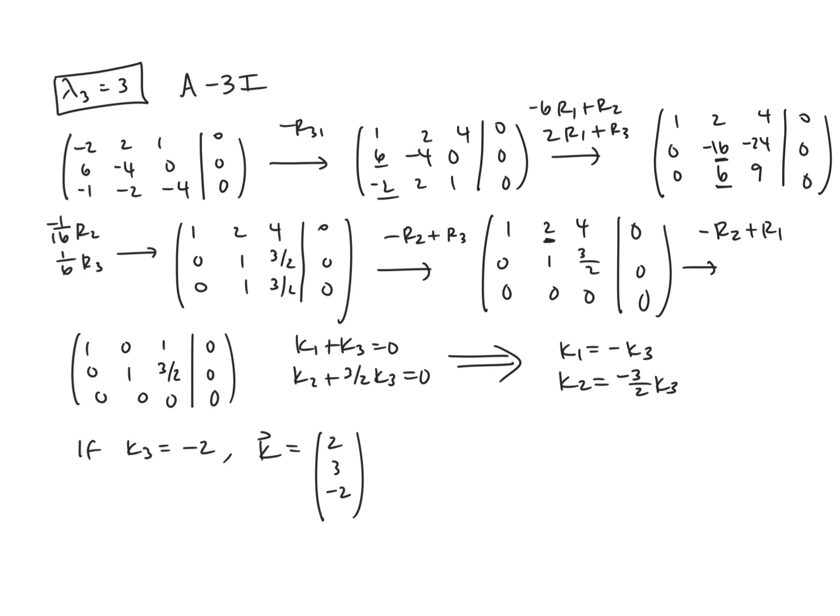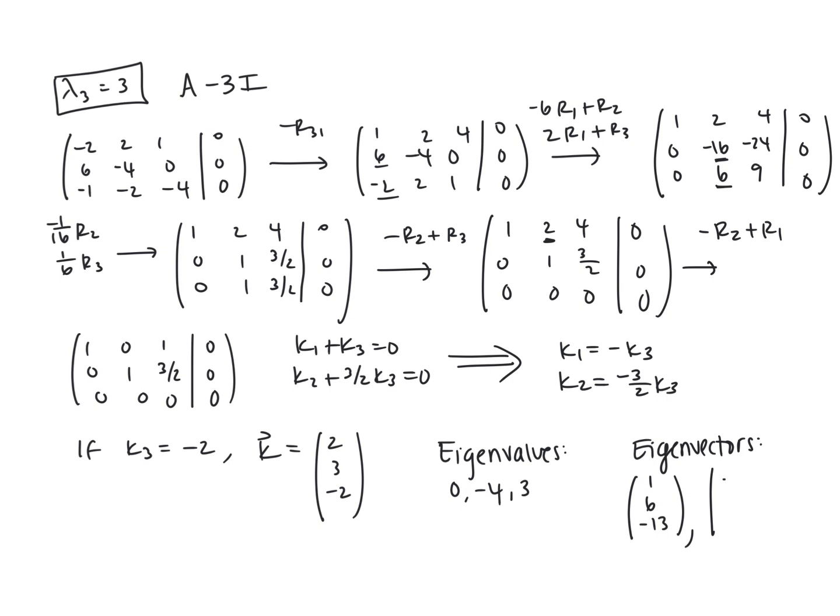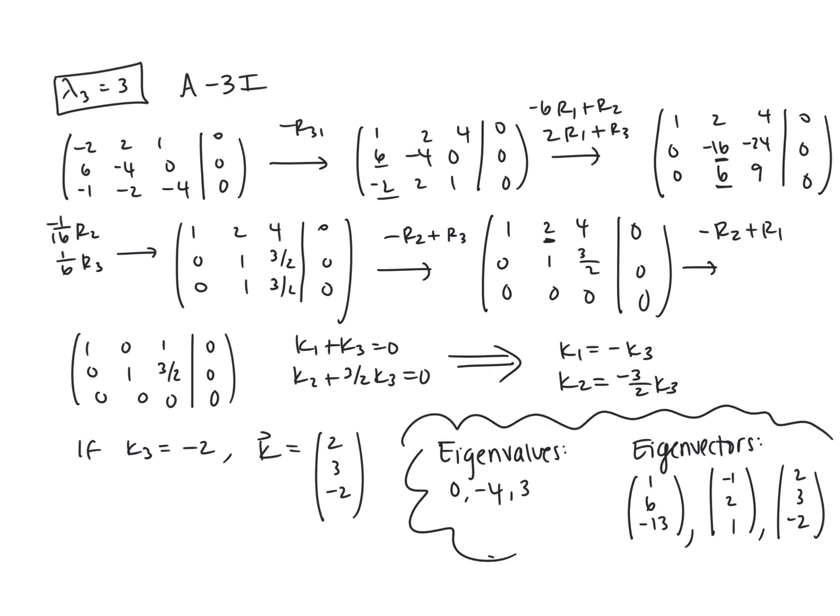So finally, that whole process, where that got us, is that our eigenvalues were 0, negative 4, and 3. And our eigenvectors were the vectors 1, 6, negative 13, negative 1, 2, 1, and 2, 3, negative 2. So all of this is the answer to the initial question, finding the eigenvalues, finding the eigenvectors.